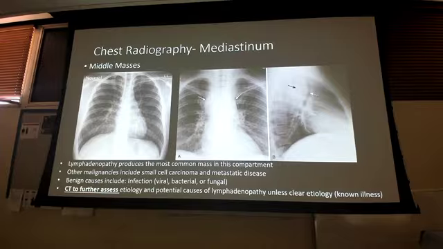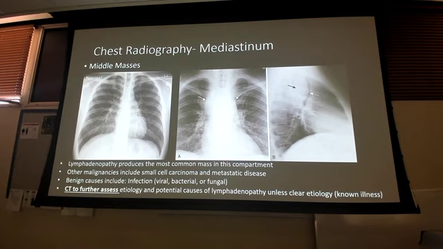Lymphadenopathy is the most common mass in the middle mediastinum, okay? Most common mass. Other malignancies could be small cell carcinoma, metastatic disease, right? Well, metastatic disease can go into the lymph nodes, so it can cause some of that lymphadenopathy as well. It makes sense. That's the immune system factory. So when there's malignant stuff there, it's going to rev up. It's going to look like a mass on the x-ray.